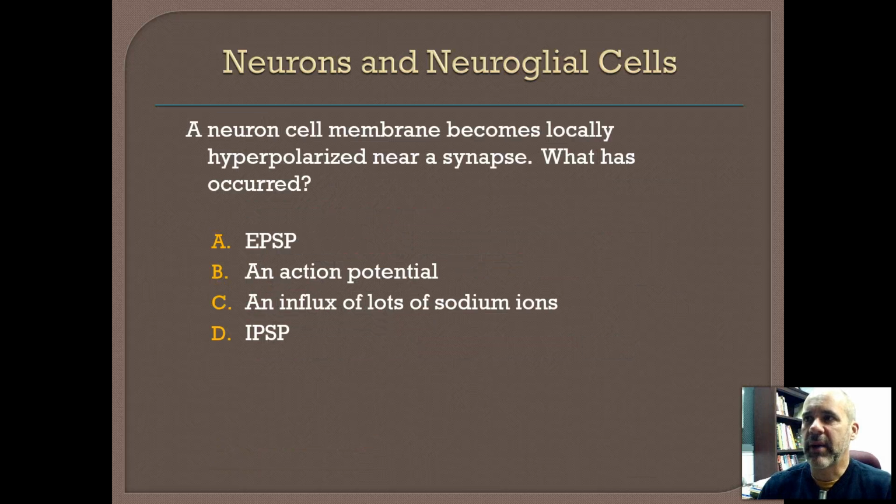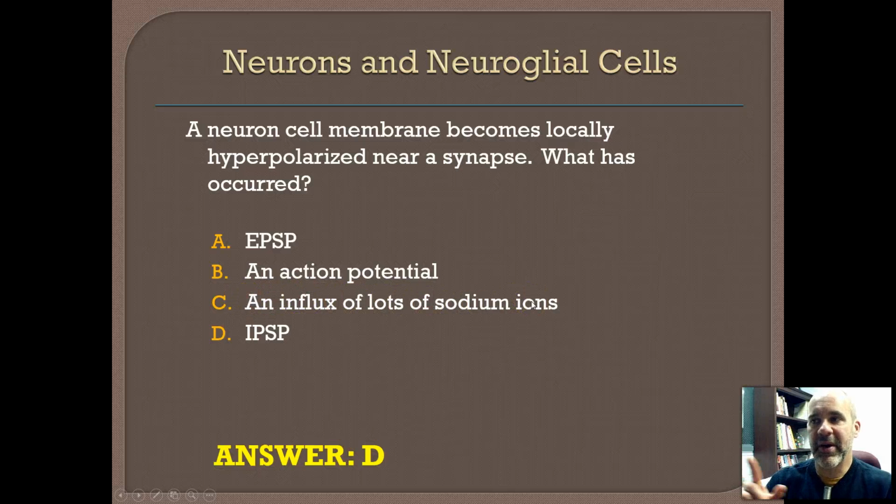A neuron cell membrane becomes locally hyperpolarized near a synapse. What has occurred? All right, if you read through those four possible answers, hopefully you're thinking this one, an inhibitory postsynaptic potential. Now you might have to think about C here, an influx of lots of sodium ions, but remember, when sodium comes inside, that makes the inside of the cell less negative because sodium is positively charged, so there your voltage is going up. And that would be depolarization rather than hyperpolarization. Hyperpolarization means you're becoming even more polarized. The inside is becoming even more negative than it originally was.